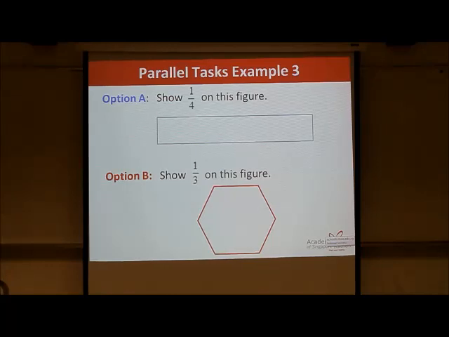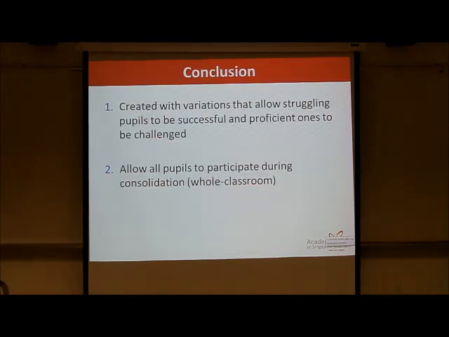So in both situations, you find that when you have a whole class discussion, you are able to engage the various groups of students, and they still find that the activities that are being discussed are relevant to all groups. So in conclusion, parallel tasks are created with variations to allow struggling students to be successful and the high progress learners to be challenged and to find the learning meaningful. And it enables all students to participate, especially during the whole class consolidation.